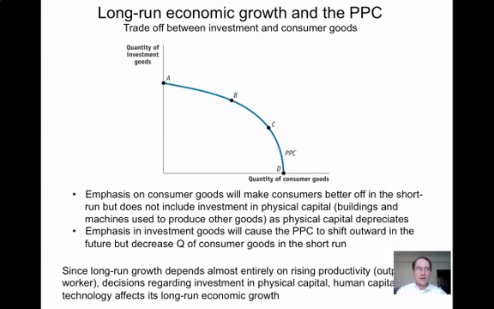Now, remember, summarizing at the bottom of the screen, since long-run growth depends almost entirely on rising productivity, and remember that is output per worker, the decisions we make regarding physical capital, human capital, and technology ultimately impact the quality and the sustainability of our long-run economic growth.